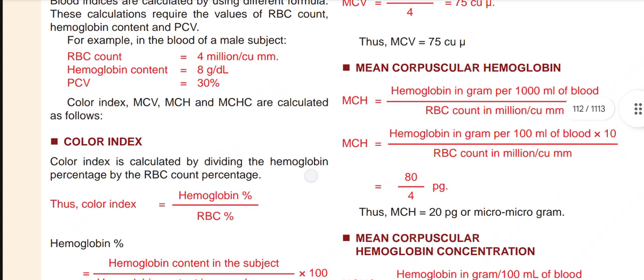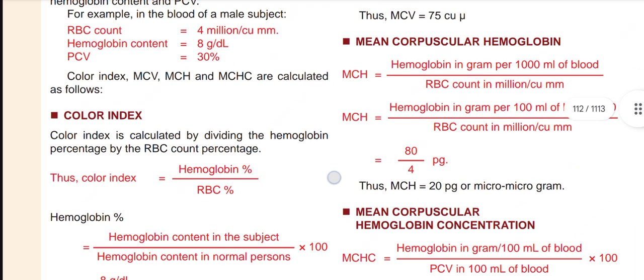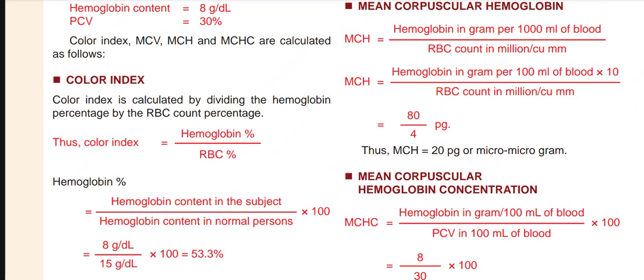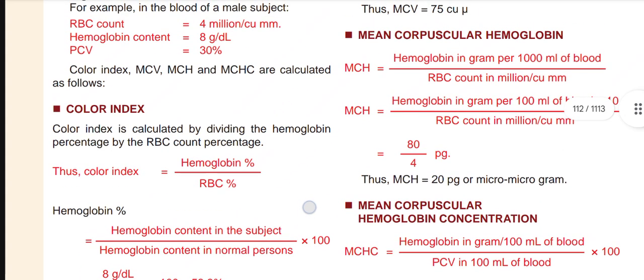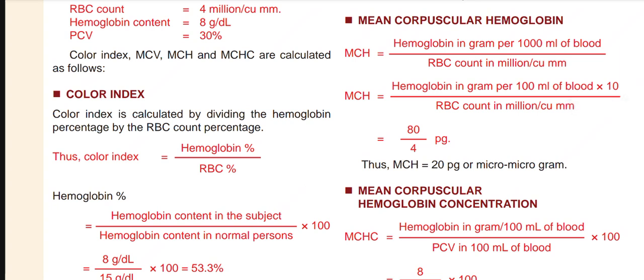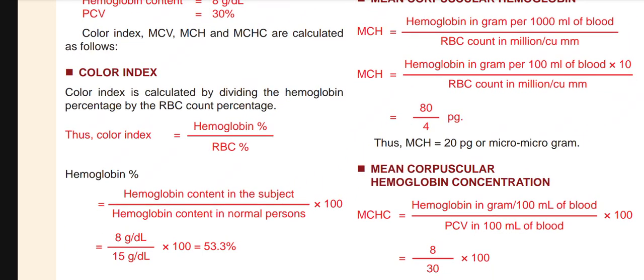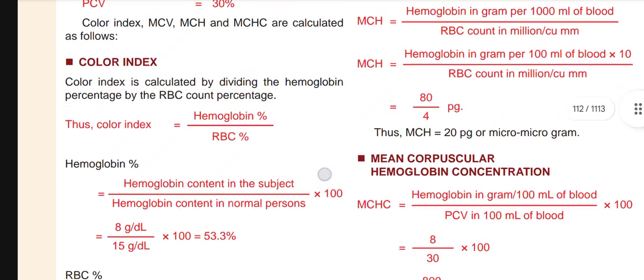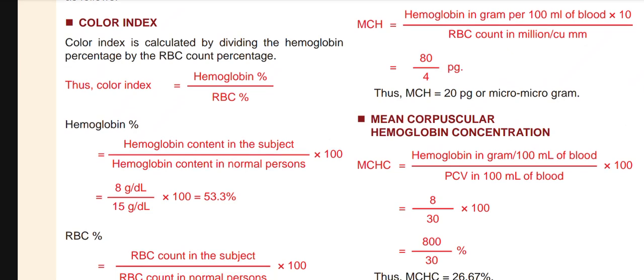So let us calculate first the color index. Color index is calculated by dividing the hemoglobin percentage by the RBC count percentage. So color index is equal to hemoglobin percentage by RBC percentage. Now hemoglobin percentage, how we can determine this? So hemoglobin percentage is hemoglobin content in the subject by hemoglobin content in the normal person into 100. Hemoglobin content in the subject is 8 gram and normally it is present around 15 gram. So 8 by 15 into 100 is equal to 53.3%.